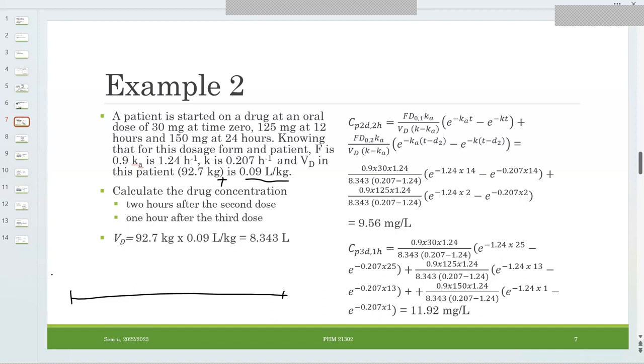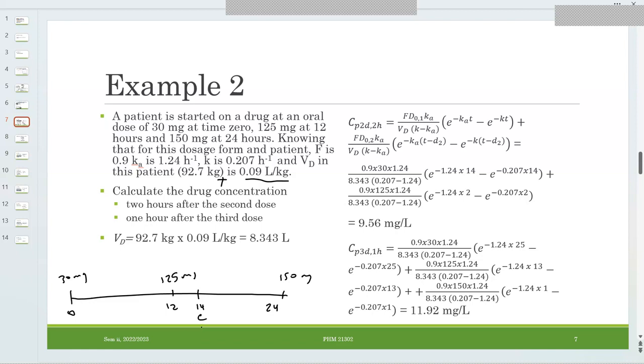So here we are mentioning about at time 0, the patient took 30 milligram. And after 12 hours, the patient took 125 milligram. And at 24 hours, the patient took 150 milligram. Calculate the concentration 2 hours after second dose. 2 hours after second dose means here, 14 hours.